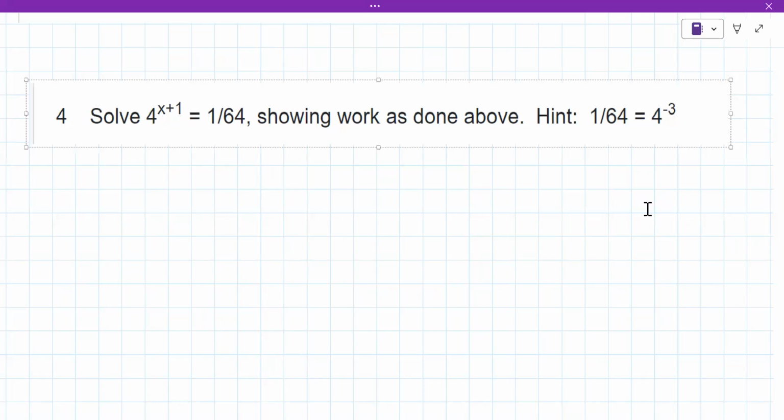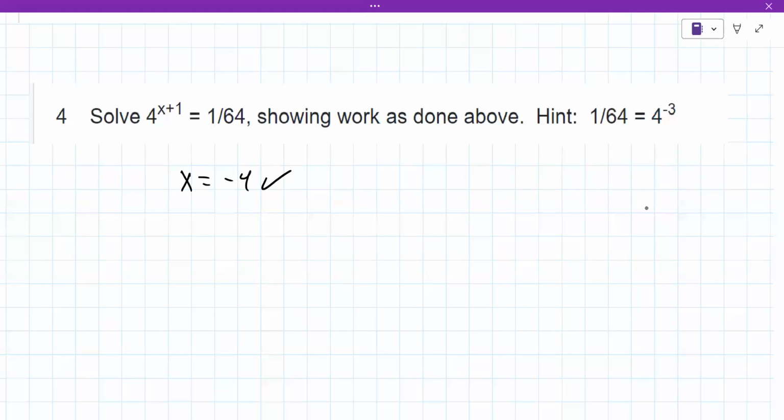I got x equals -4. It is x equals -4. Good. All right.